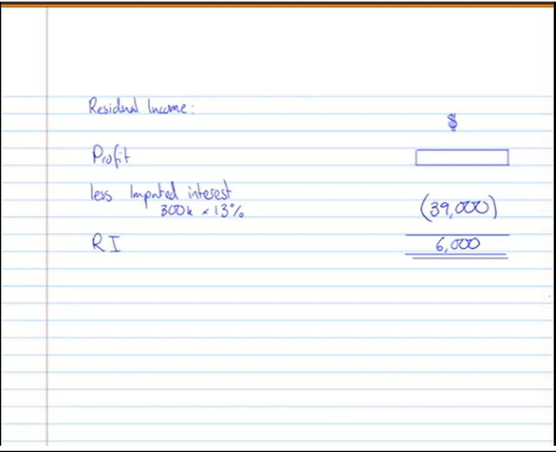So I should now be able to find my profit. Profit less 39,000 equals 6,000. So if I add back the 6,000, I can say profit must be 45,000.